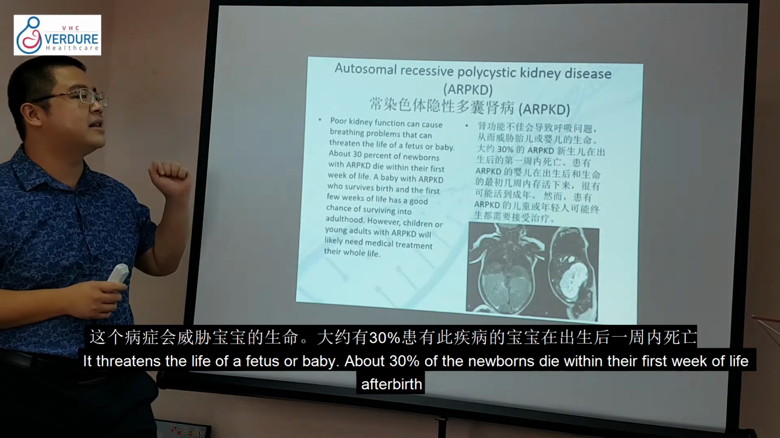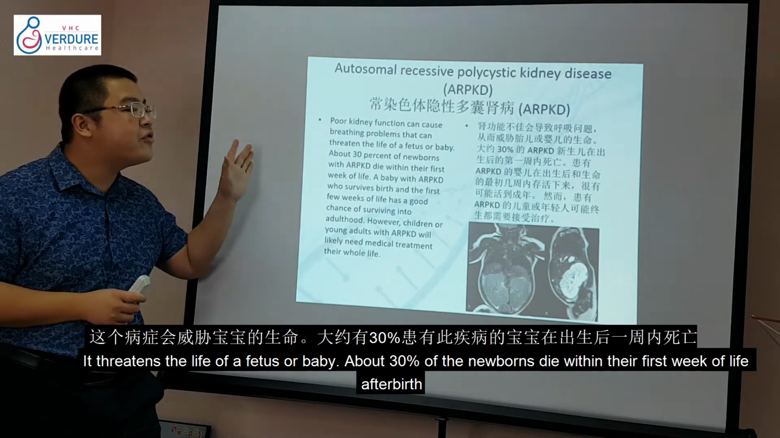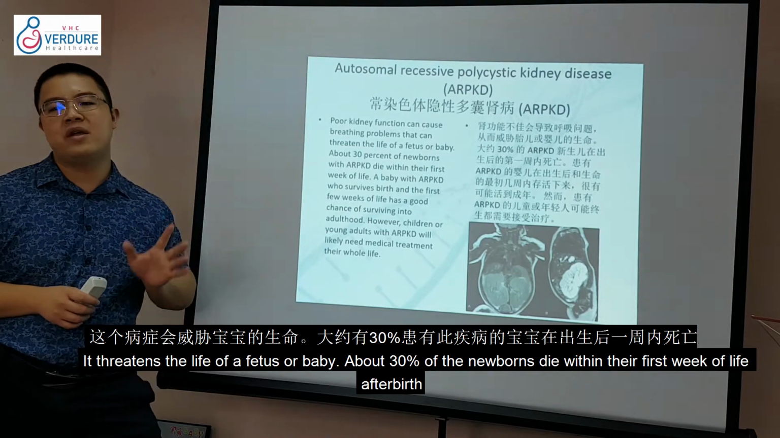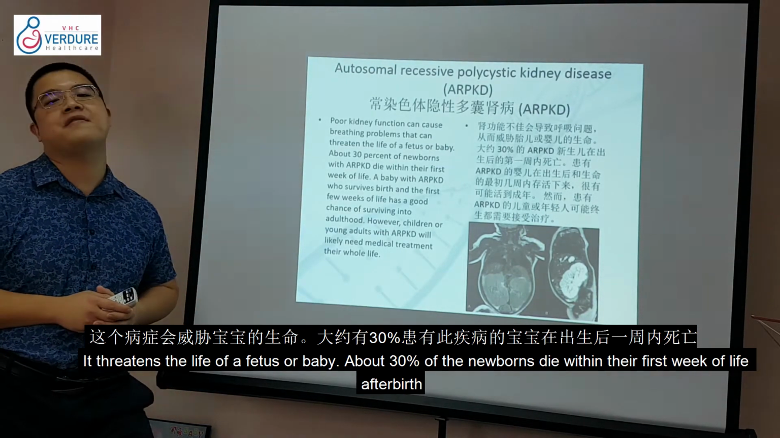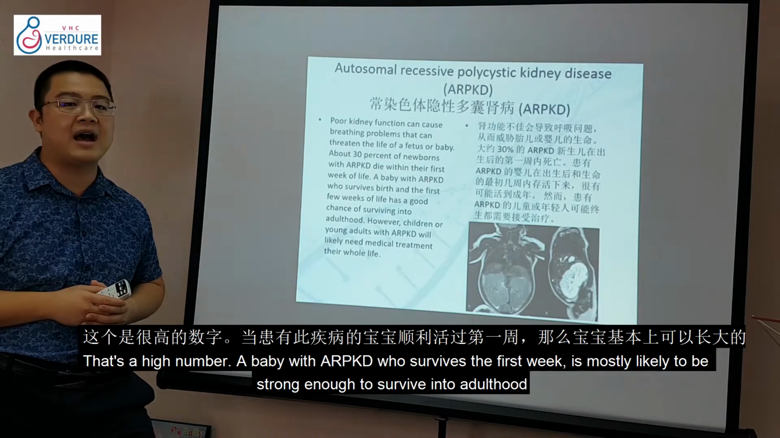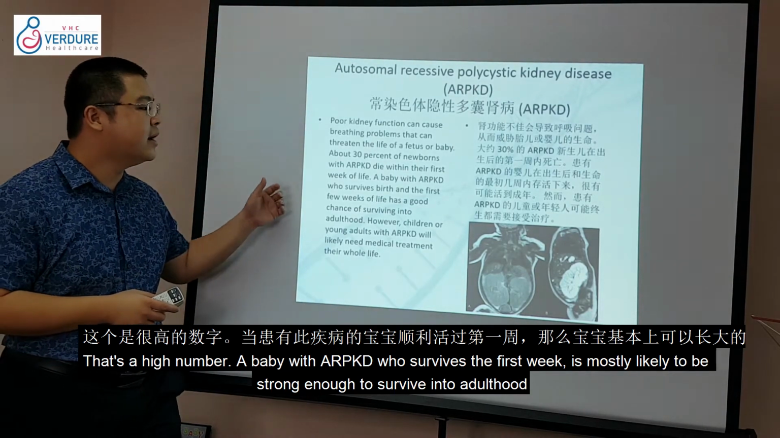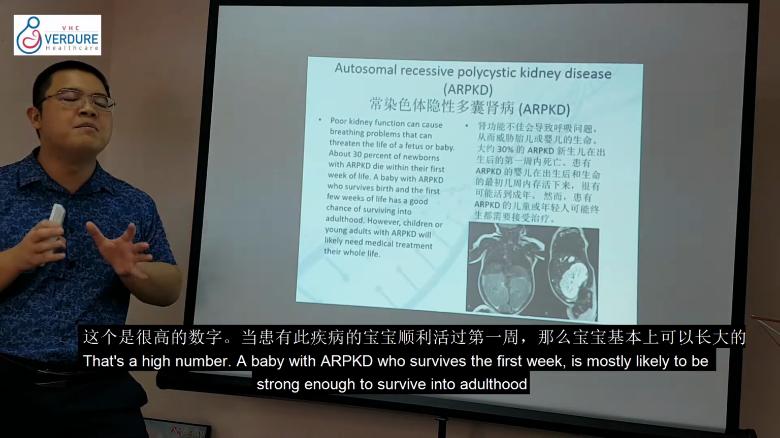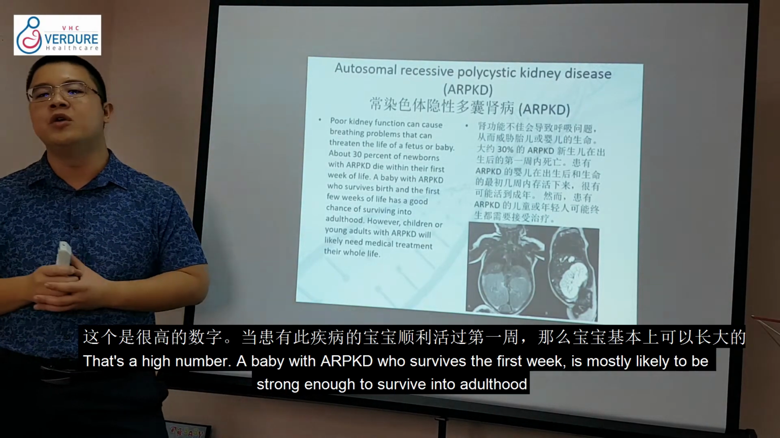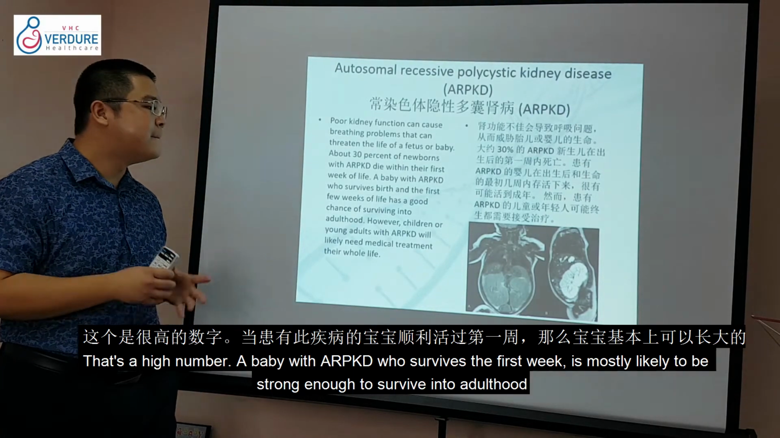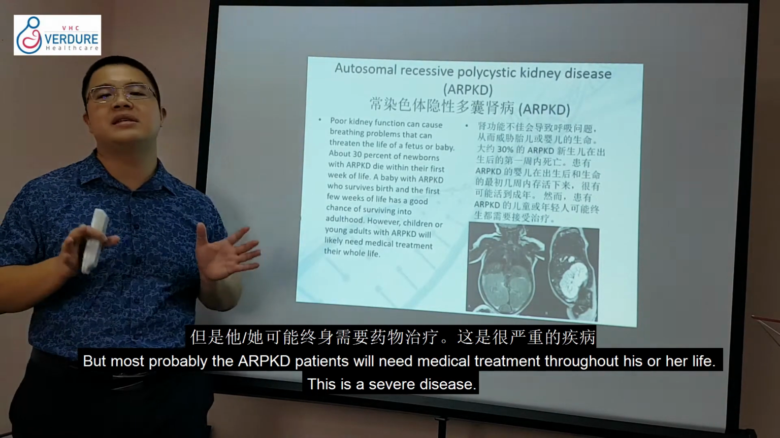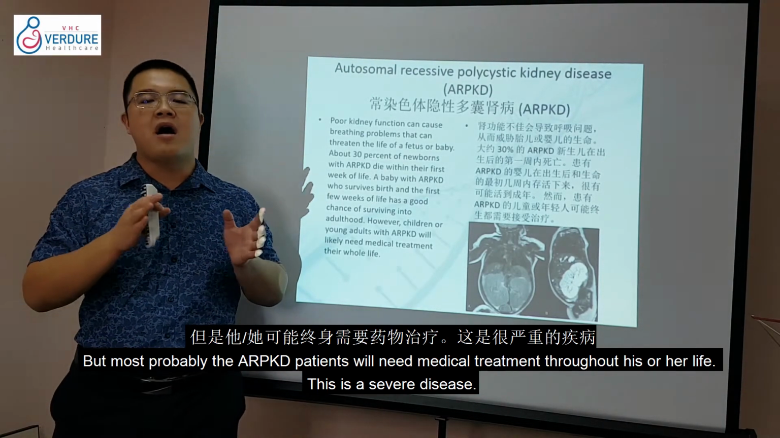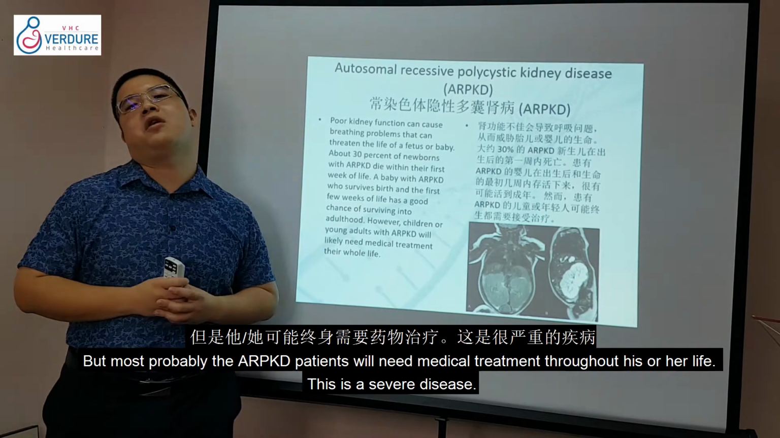Okay, so it threatens the life of the fetus, the baby, and about 30% of the newborns die within the first week of life after birth. So that's quite a high number. Anyway, a baby with this particular disease that can survive the first few weeks is most likely strong enough to survive into adulthood, but this particular kid will need treatment throughout his or her life.